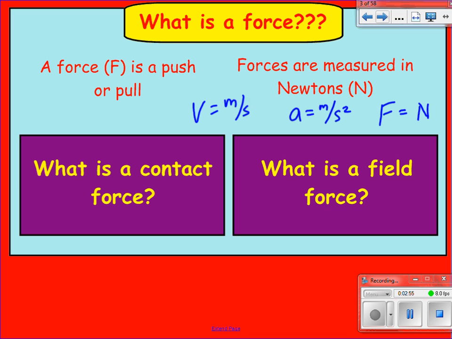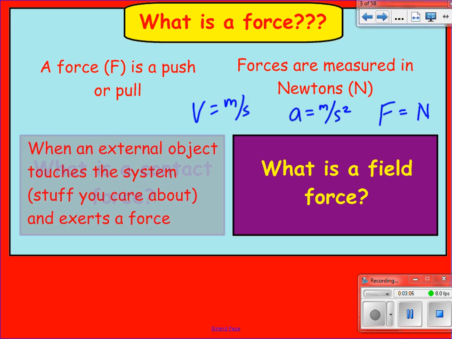Now, if you were to take all the forces in the entire universe and classify them into two main types of forces, that would be contact forces and field forces. A contact force is just that. It's a force that comes from contact or touching. So it's defined as when an external object touches the system, which is the stuff you care about, and exerts a force. So for example, if I pick up a book, if I push a wall, if I pull on a rope, all of those are forces that involve touching or contact.